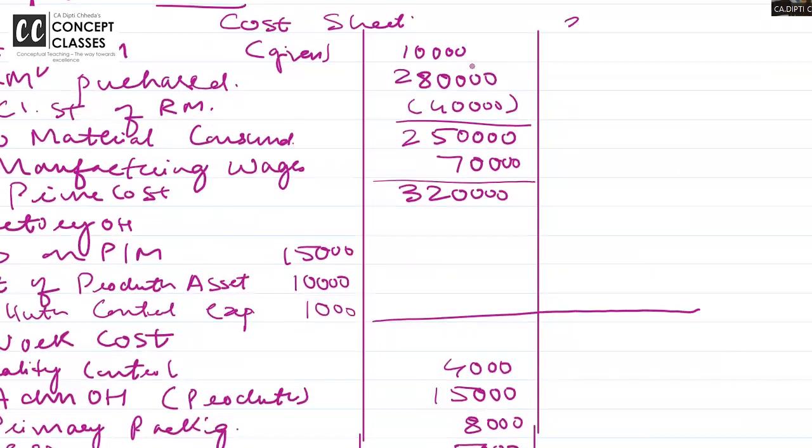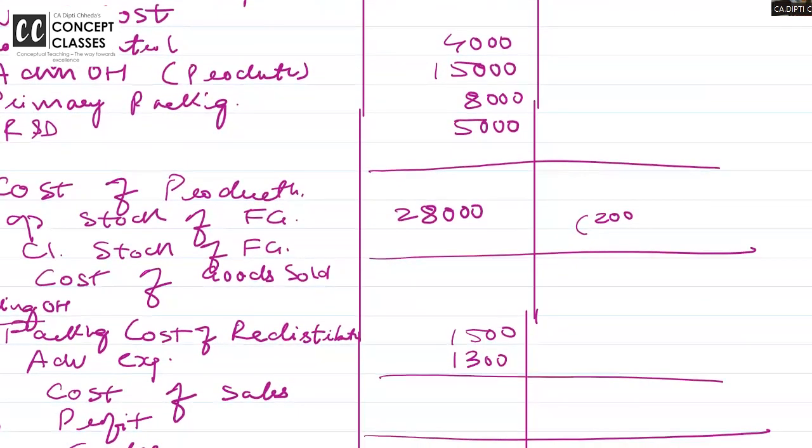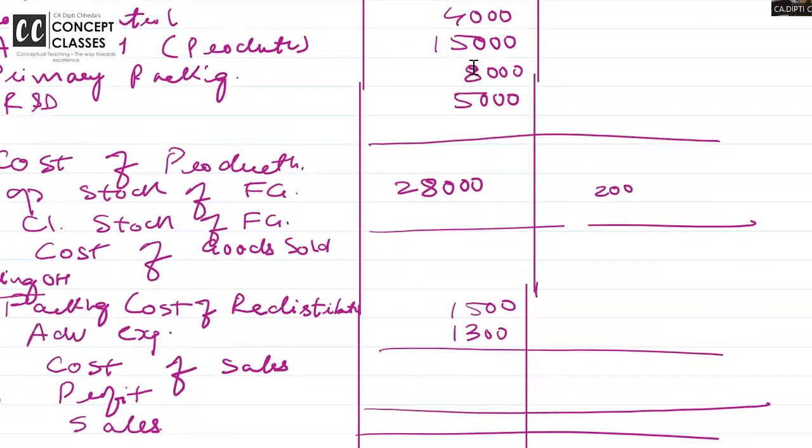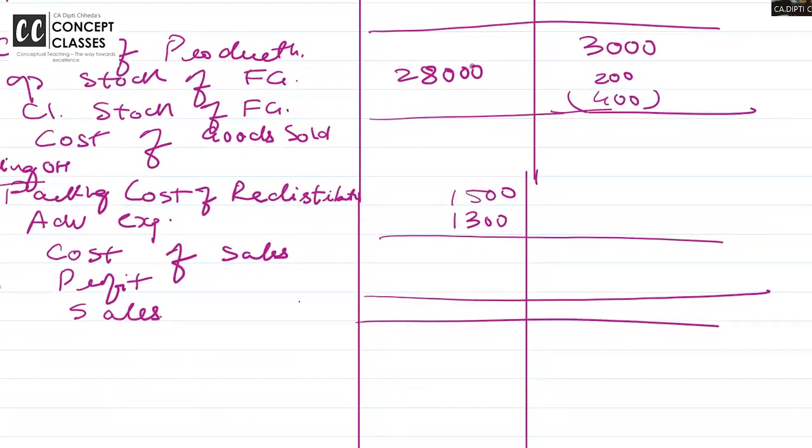This is on the top of the sheet, I'll write. 3,000 units are produced. Closing stock is 400 units. That's printed, given. And production is 3,000. Are you writing? Where you have to write is clear? Now we'll complete. And last, I am reading: profit is 20% on sales, so cost is 80.